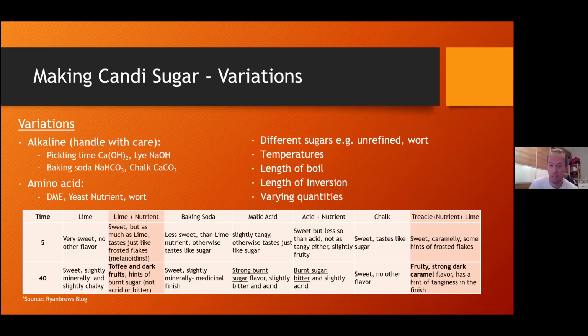The lime is an alkaline, where the others, so chalk is just adding an alkaline with no amino acid. An acid in the nutrient is only an amino acid, but no alkaline. But what's the difference between the two that you've coloured in? Well, the one used treacle and the other one used just table sugar.